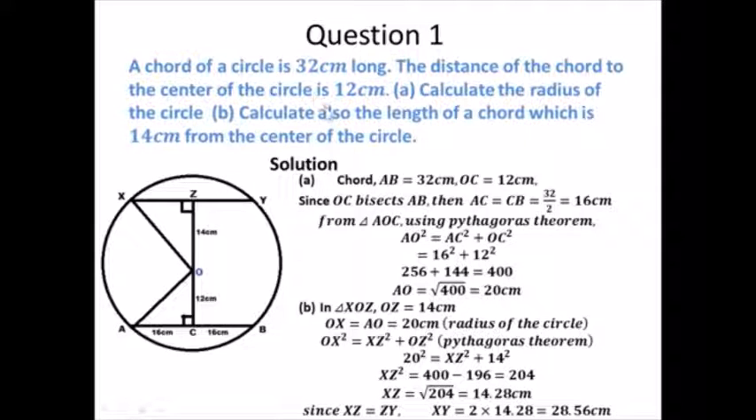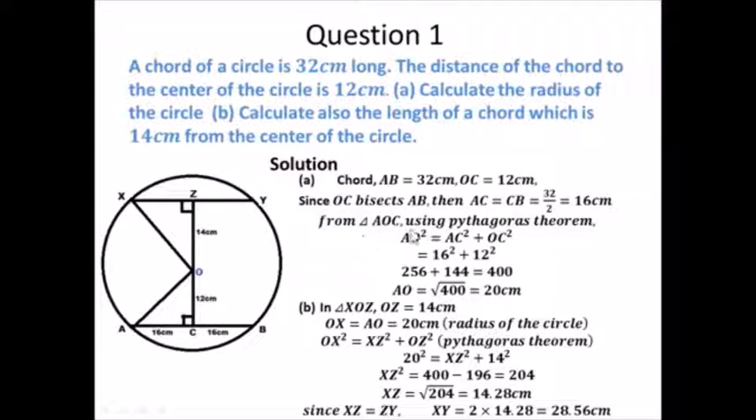Then you are told that the distance of the chord from the center is 12 centimeters, and that's why this line is 12 centimeters. If I draw a line from the center of the circle to the chord at the circumference, point A here, this line AO is a radius. And if that is the case, from triangle AOC, you can calculate the length of that radius.